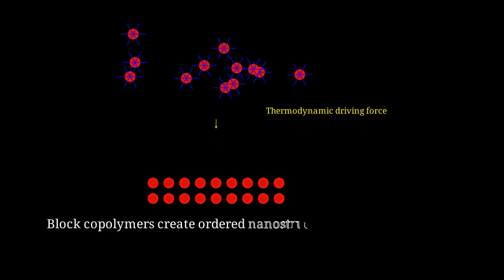Block copolymers, chains with distinct polymer segments, phase separate at the nanoscale. Depending on the volume fraction and interaction parameters, they form spheres, cylinders, lamellae, or complex gyroid structures with 10 to 100 nanometer periodicities.